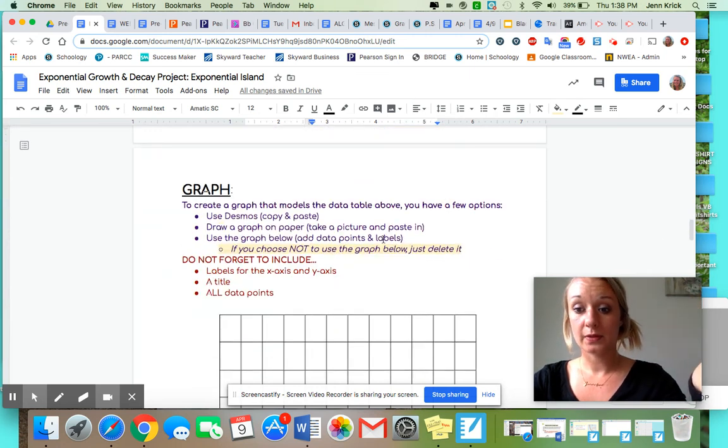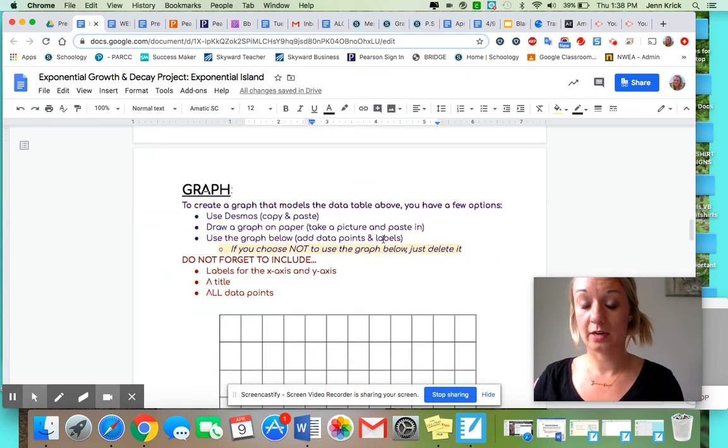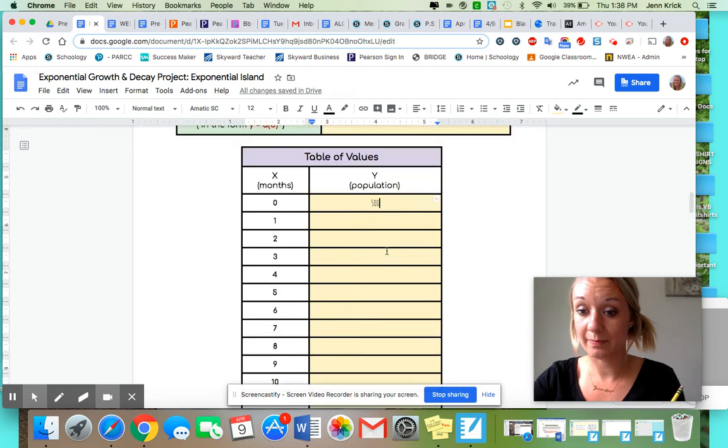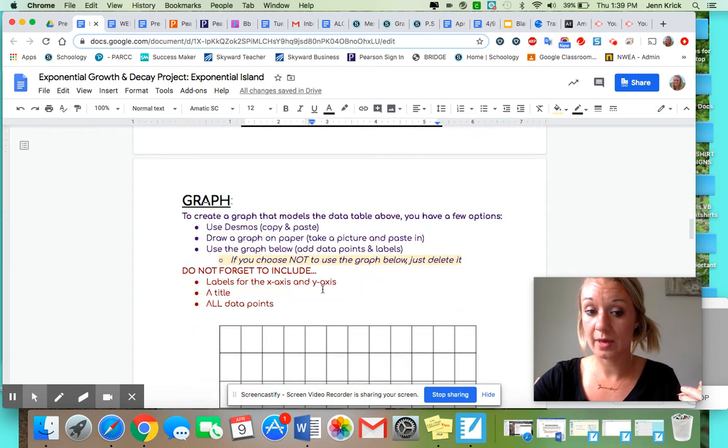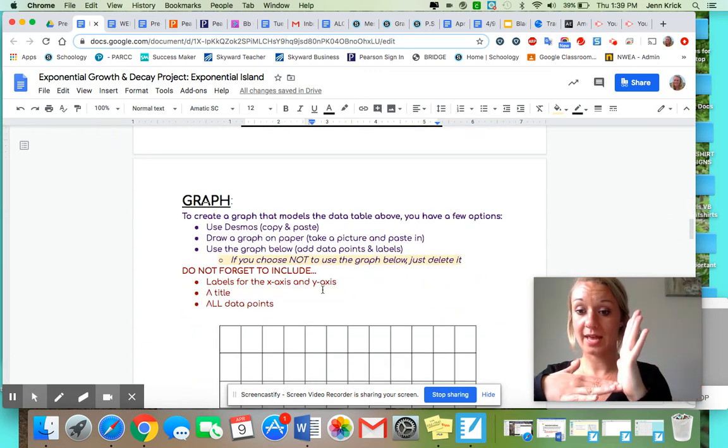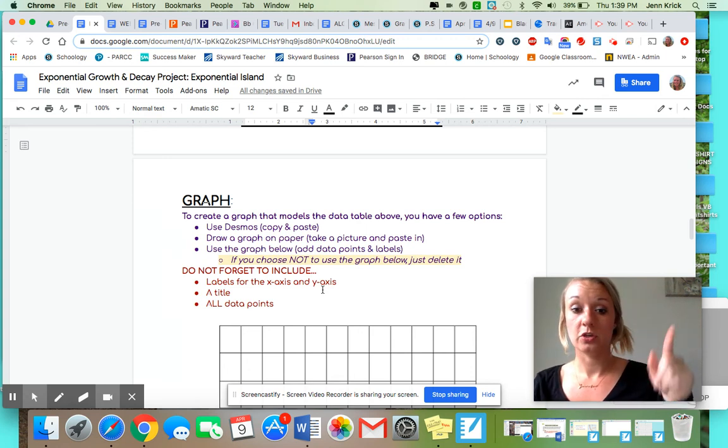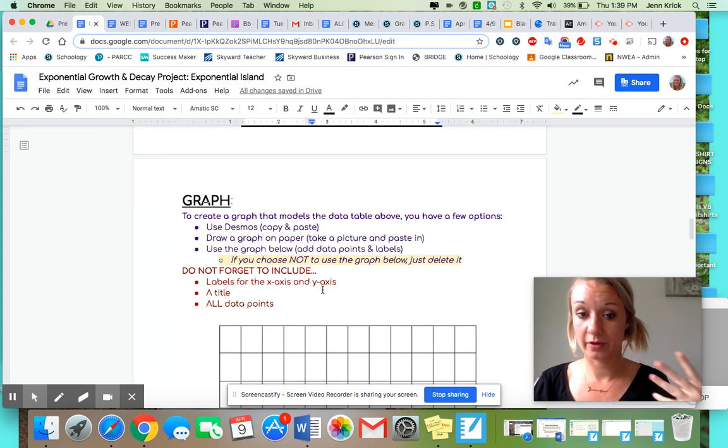Now the graph part, this is mainly why I wanted to come on video to kind of explain and talk you through it. You have a few options for how you want to graph. You can use Desmos. So you could essentially just copy and paste that whole table and put it into Desmos. The only thing you need to be aware of is that you have to have labels for your x and y axis. Okay, so maybe you have like months and then population. You have to have a title and then you have to have all your data points.